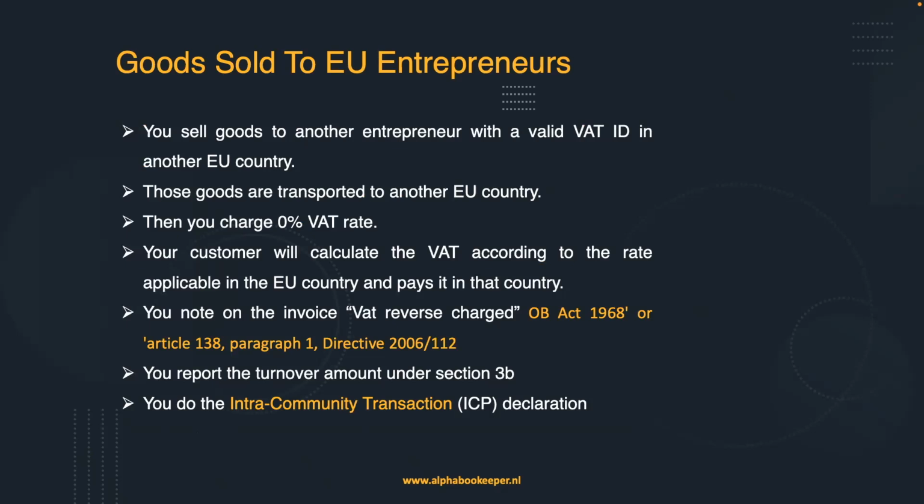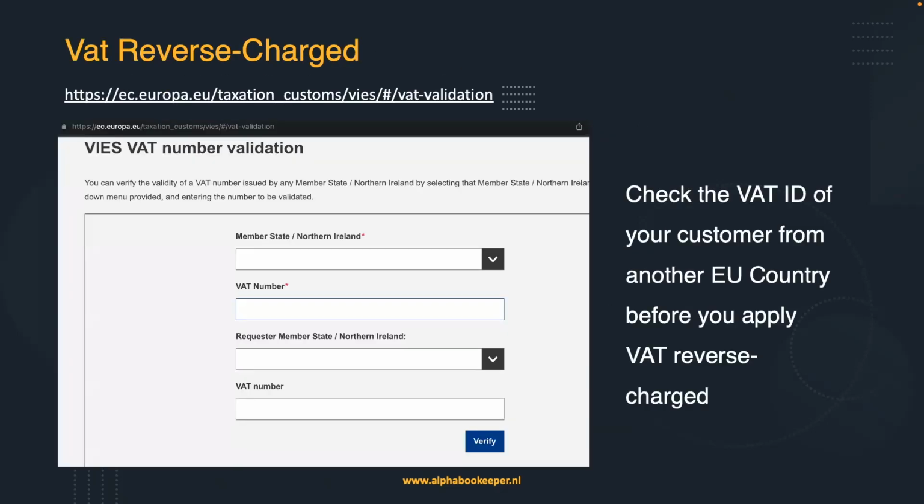And there is a section of the law that you need to mention on your invoice. OB Act 1968. You then have to report these sales under Section 3B of your declaration. It will also have to be mentioned on the ICP declaration.